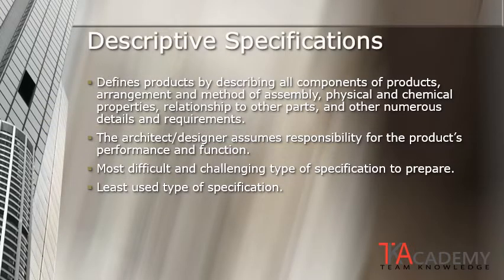Descriptive specifications define products or systems by describing all the components of it, the arrangement and methods of assembly, the physical or chemical properties, relationships to other parts and pieces, and other numerous details and requirements. In writing a descriptive specification, the architect or designer assumes responsibility for that product's performance and function. From this definition, one could understand how descriptive specifications can get very long and very wordy. They can be the most difficult and challenging type of specification to prepare.